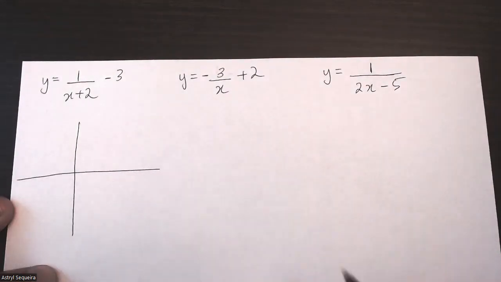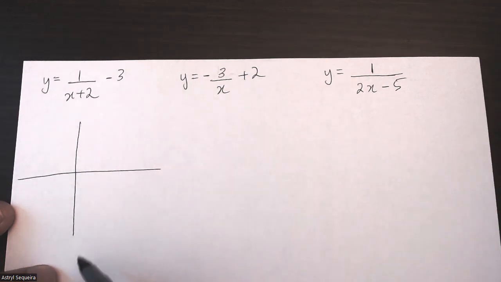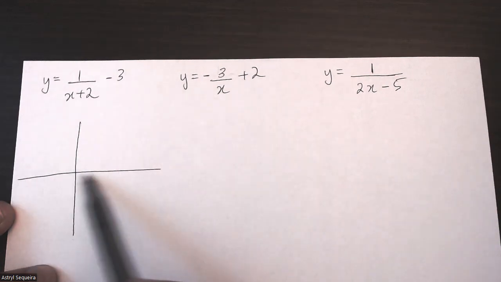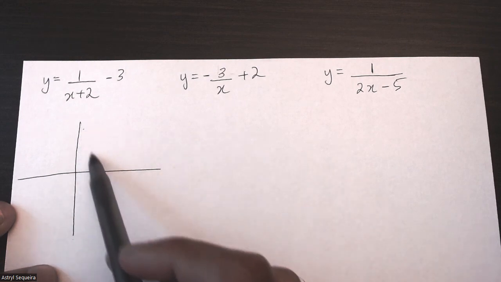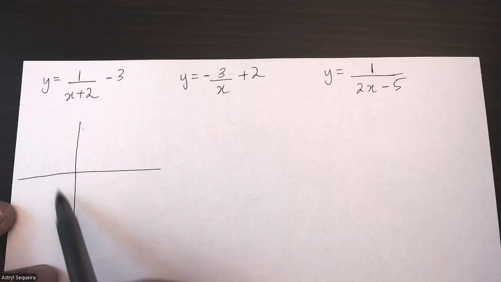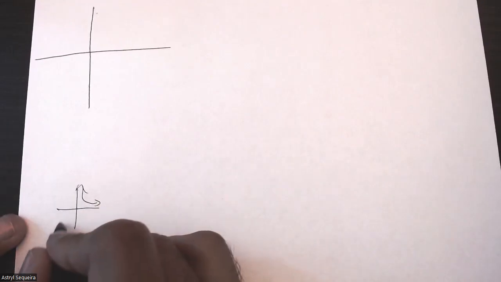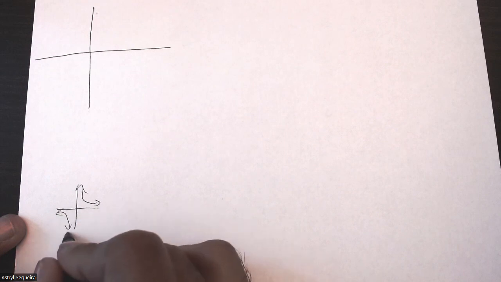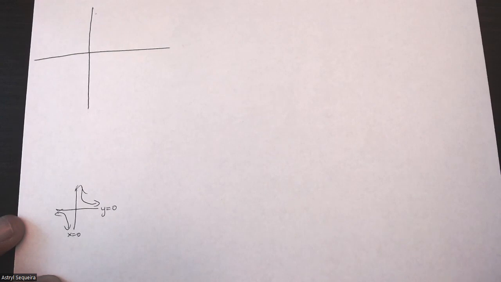Now, a regular reciprocal function with no transformations generally has a vertical asymptote at x equals 0 and a horizontal asymptote at y equals 0. And the function is in these two quadrants to begin with. So that's how an original function looks like. A little tiny diagram here. So it looks something like this. You have x equals 0 and y equals 0 as your vertical and horizontal asymptote.